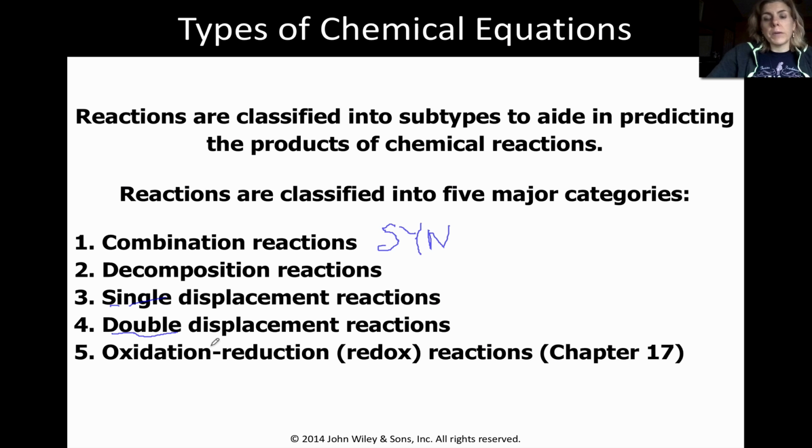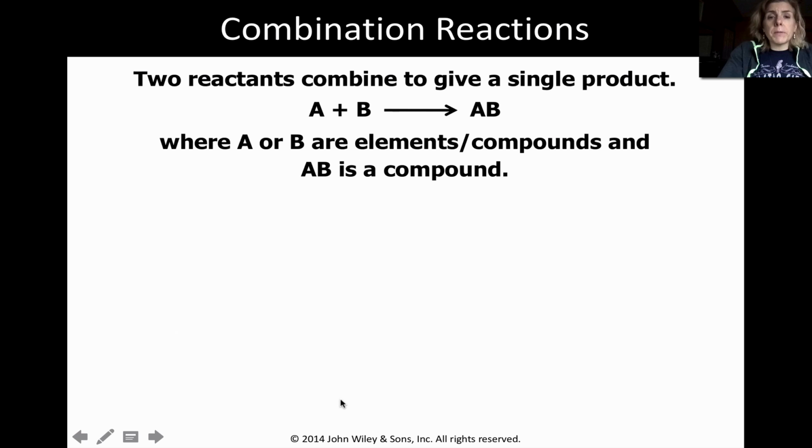Now, the redox reactions, we're going to ignore that for now. We're going to save that for a later chapter. Notice it's chapter 17. Okay, so the first type is combination. As I mentioned, this is synthesis reactions. If you look at the reaction here, we have 2 reactants and we only have 1 product. That's how you know you have a combination reaction. You're always going to have more than 1 reactant, but a single product.